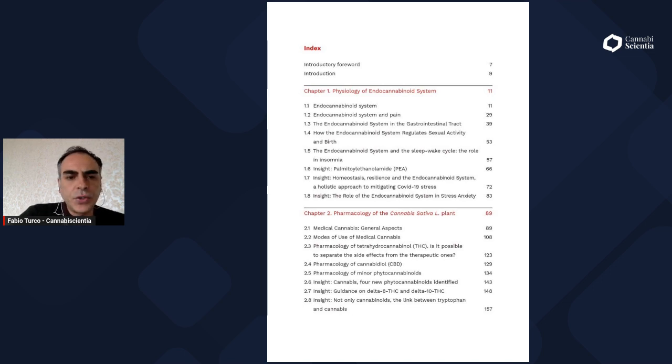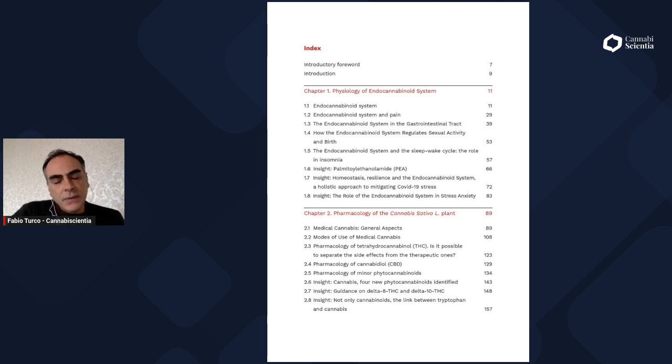Before starting, I just want to show the index of our handbook, Principle of Clinical Cannabinology. Here I show you the book again, the title. This is a comprehensive guide on the world of medical cannabis. We have an introductory foreword written by Daniele Piumelli, one of the most influential scientists and researchers in the field of medical cannabis. Then we start with chapter 1, which deals with the physiology of the endocannabinoid system. In this chapter, we will explore the functions controlled by the endocannabinoid system and its properties.